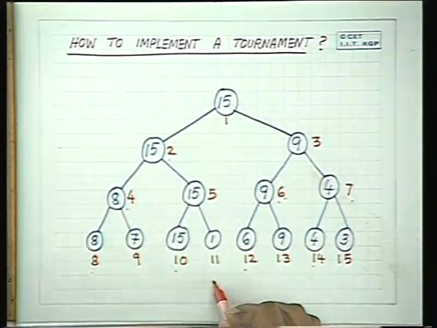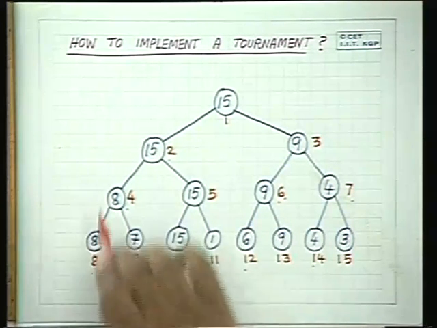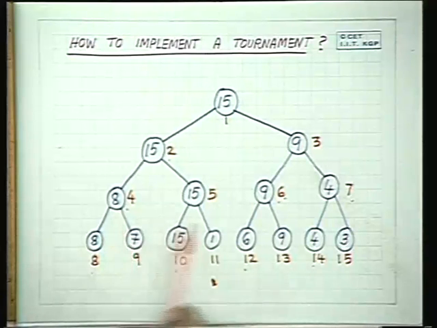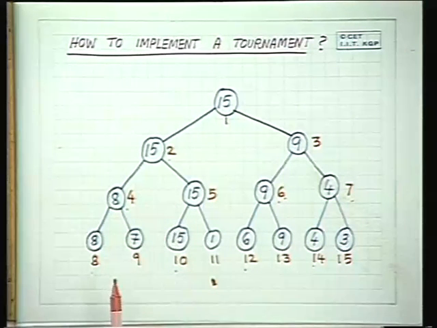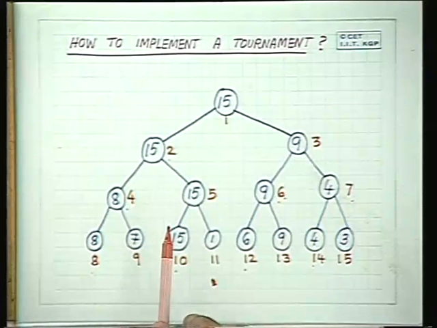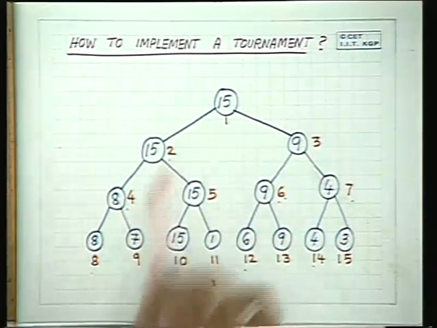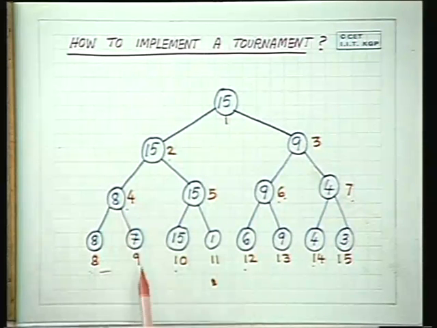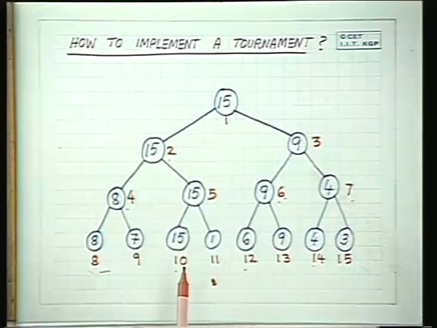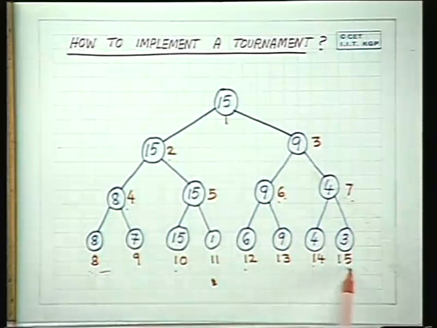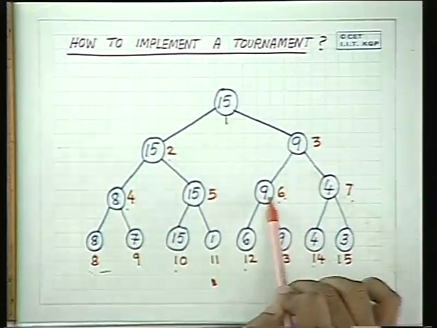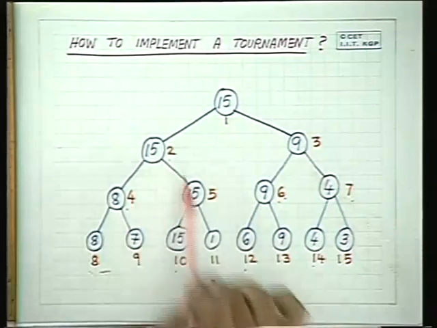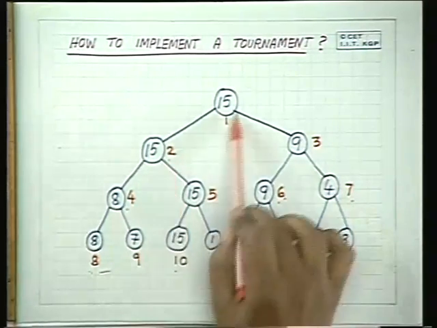We have made sure that two elements which are to be compared are in consecutive locations, point number 1. And the result of their comparison goes into that index which is half of their index. 8 by 2 is 4, 9 by 2 is 4 if you do integer division. Similarly 10 and 11 by 2 is 5, 14 and 15 by 2 is 7, 6 and 7 by 2 is 3, 4 or 5 by 2 is 2, 2 or 3 by 2 is 1.